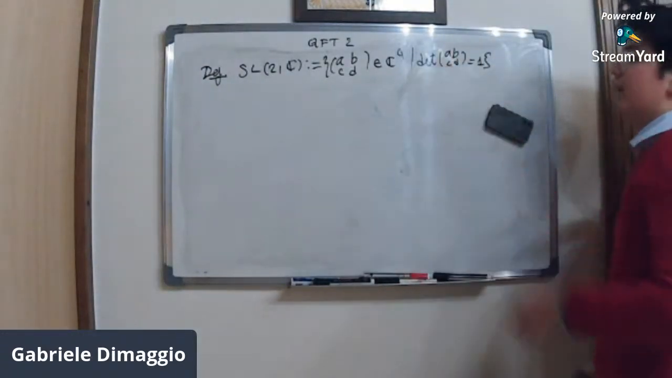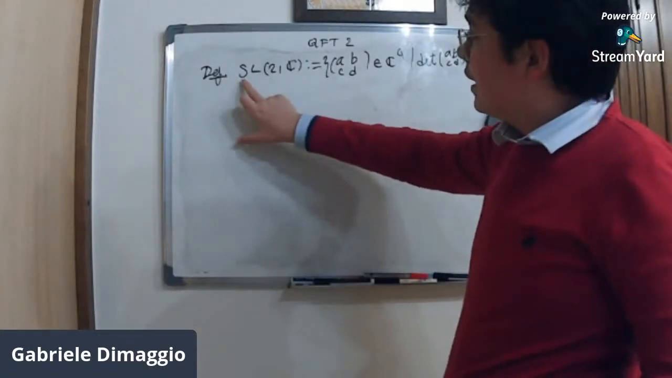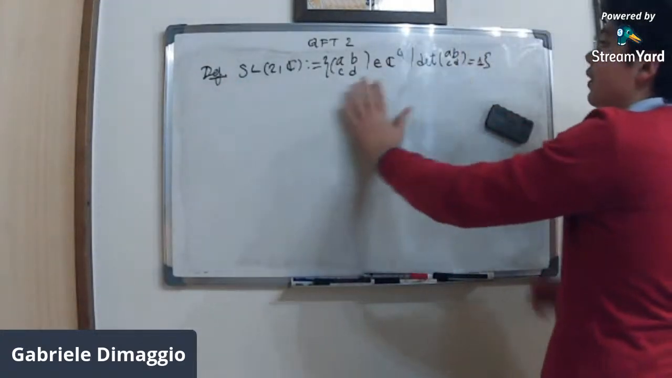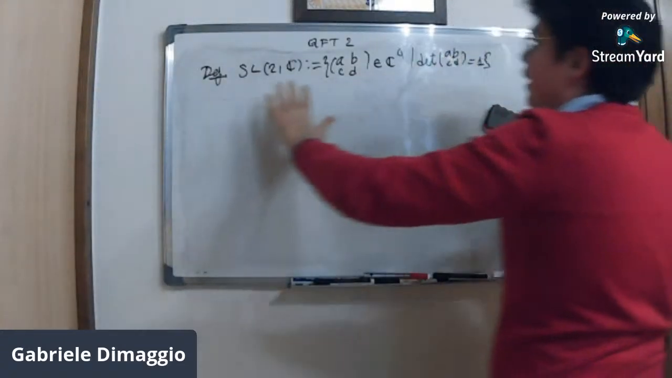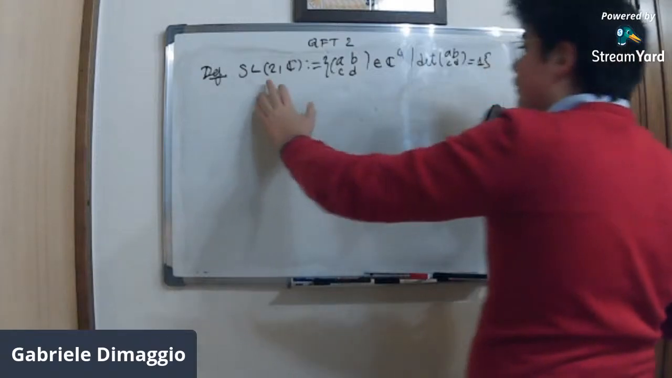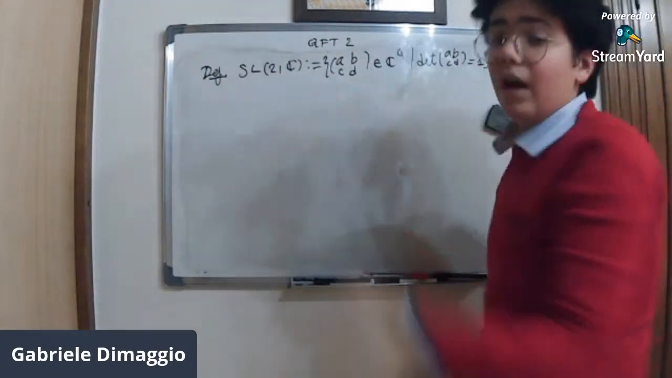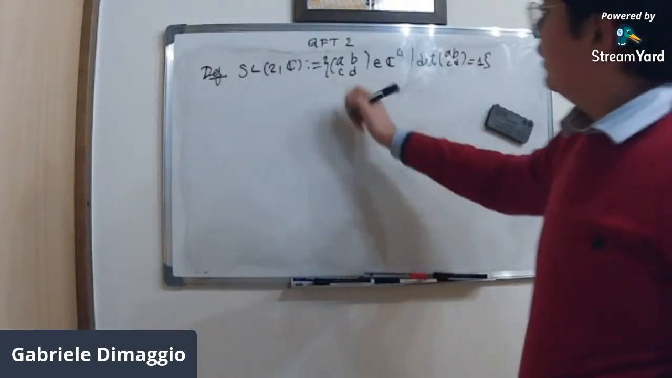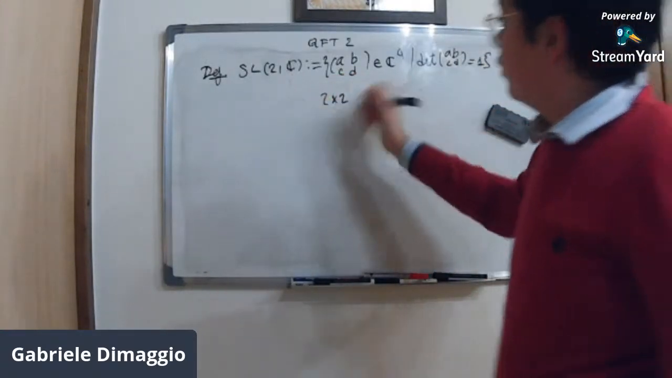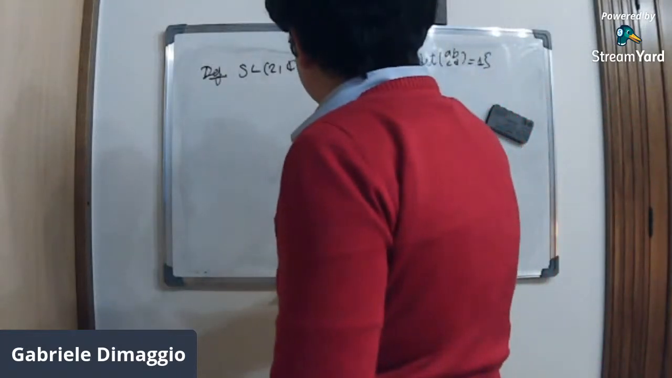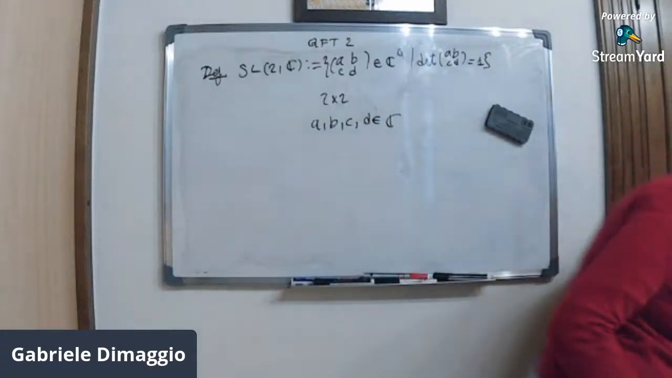What does it mean? I have here the letter S, which means that the determinant of this matrix is equal to 1. This is the special property. Then I have linear, and the 2, so 2 by 2 matrices of this kind, and C, which means that A, B, C, D are complex numbers.